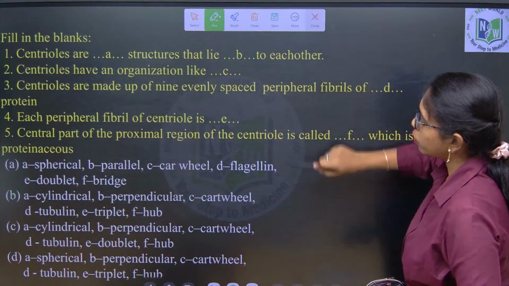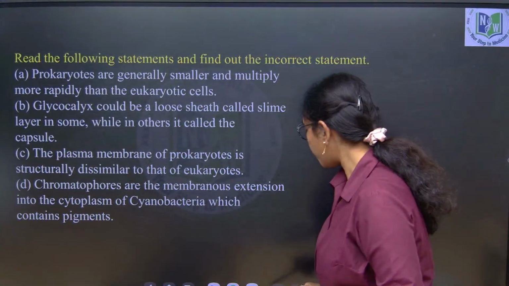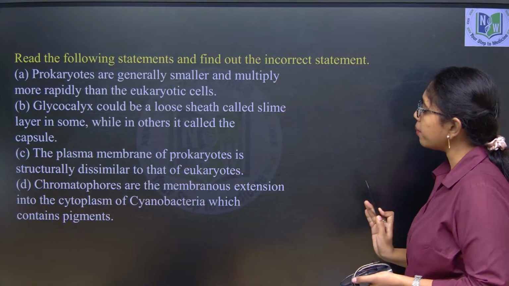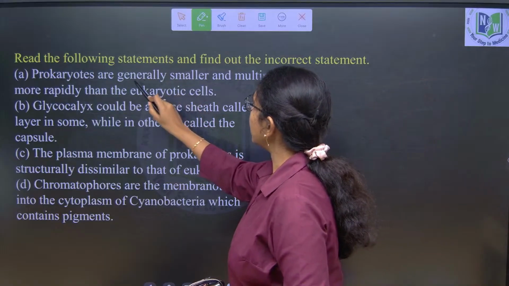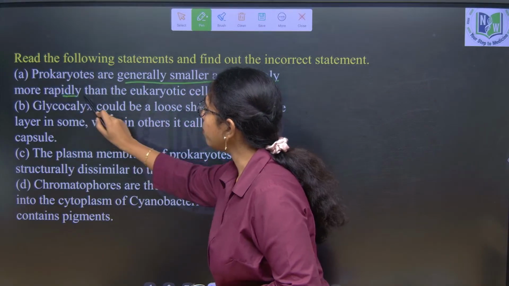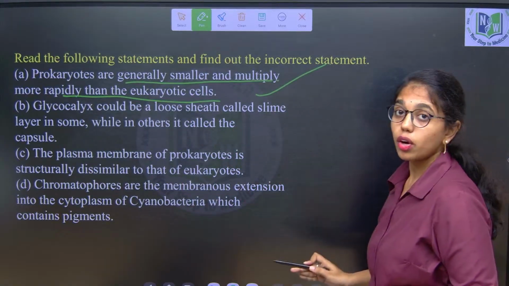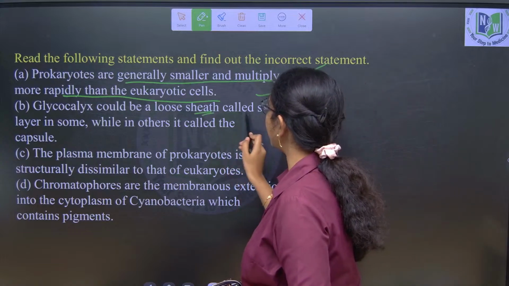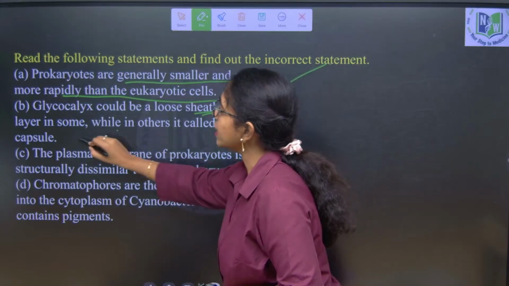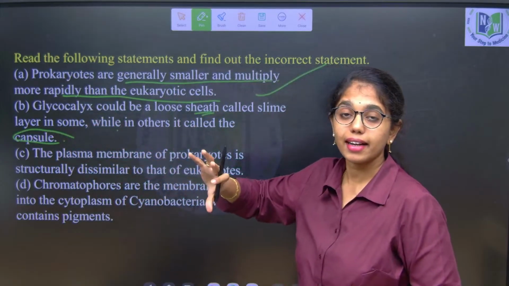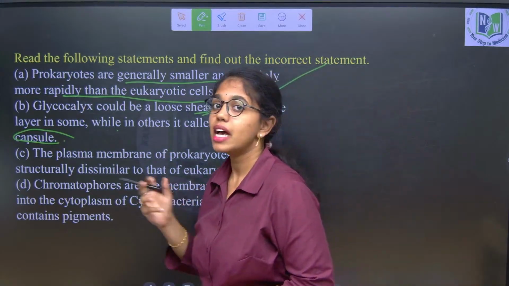And next, if we have to look into the next question, this is based on the prokaryotic cell. Let us quickly remember and recall the prokaryotic cell as well. Prokaryotes are generally smaller and multiply more rapidly than eukaryotic cells. Yes, this statement is true. Glycocalyx could be a loose sheath. If it is loose, you are calling it as slime layer, while in others it is capsule. If the glycocalyx is thick, you are calling it as capsule. If it is loosely arranged, you are calling it as slime layer.